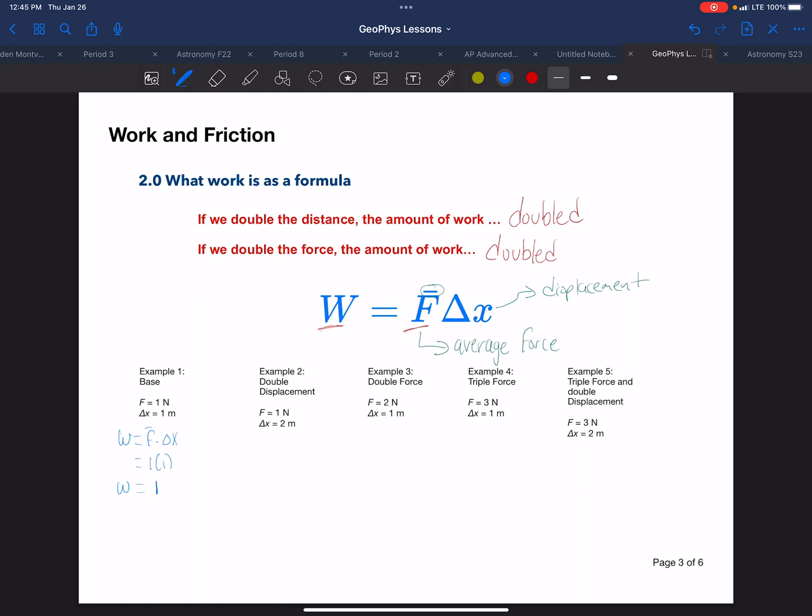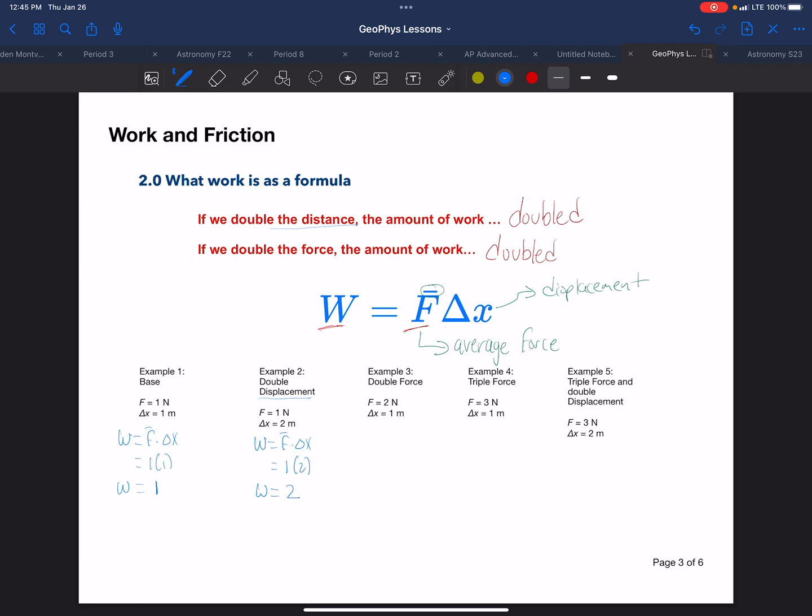Well, now let's double the displacement. Let's drag it twice as far. Work then is the average force times the displacement. And the average force is 1 Newton, and the displacement is 2. And we get a work equal to 2. So we doubled the displacement, we doubled the work. And that's what we said. If we double the distance or the displacement, the amount of work doubles.